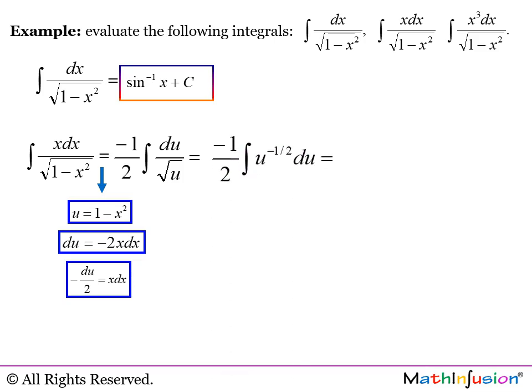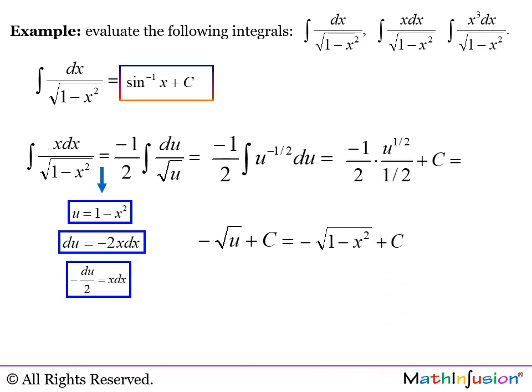Okay, so now we have to continue a little bit. We will have to use the power rule for integrals, so I have to express this as u to the negative half. Now I'm just going to take the antiderivative, simplify a little bit, and now I just have to replace u by 1 minus x to the power of 2, and I get that.